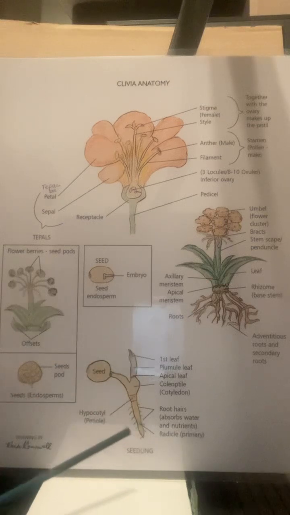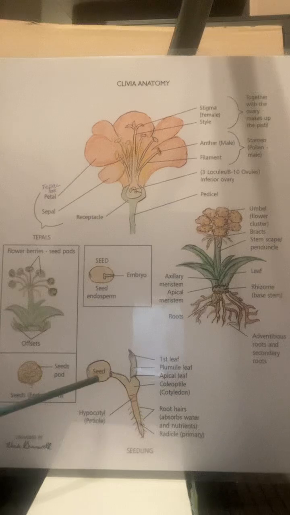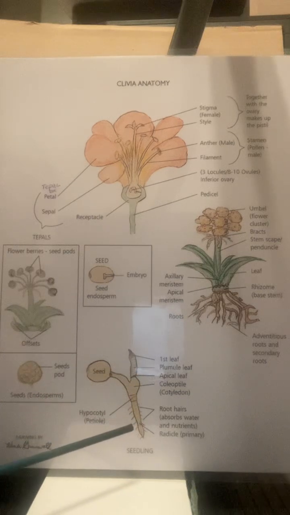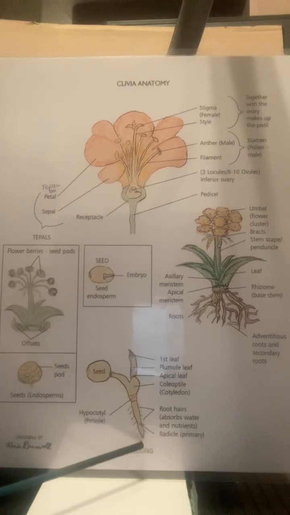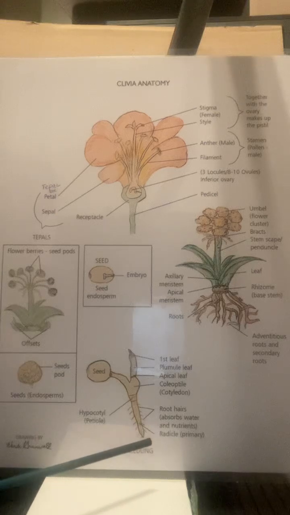And then you have a seedling, and the seedling feeds off of the nutrients in the seed. And there's the radicle, which is the first root, and the root hairs that come off of that is what absorbs the water and the nutrients out of the soil.